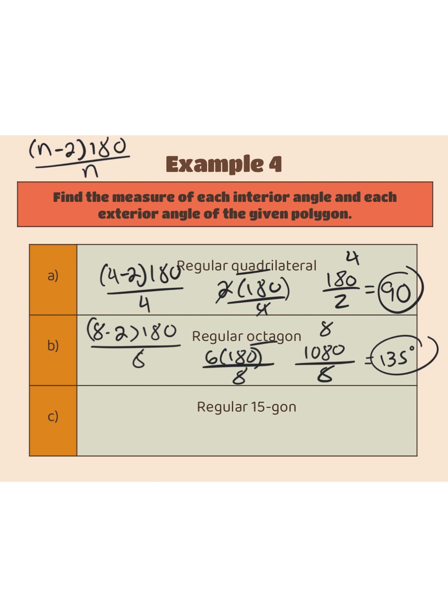So we have a regular 15-gon. We're going to do 15 minus 2 times 180 over 15. Again, that's going to simplify to 13 times 180 over 15. I'm going to do 180 times 13, and that's going to give me 2,340 divided by 15. When I divide 2,340 by 15, we get that each angle of this regular 15-gon is 156 degrees.